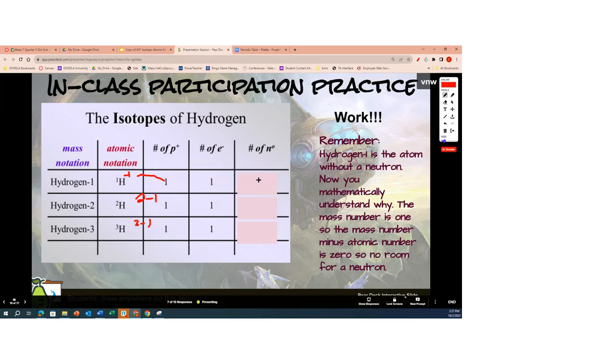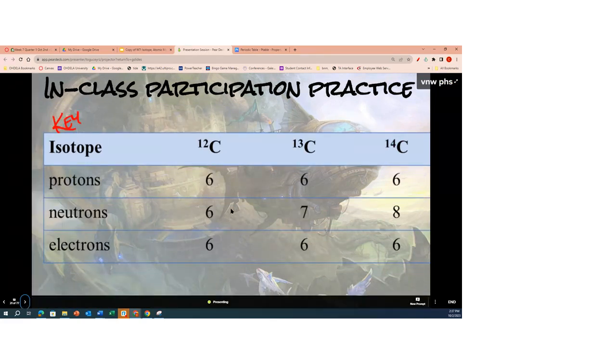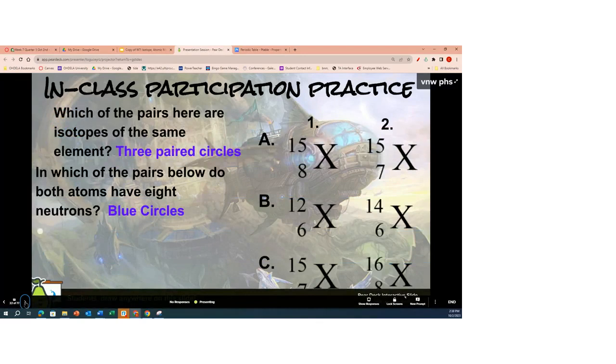So we got 1, this is 0, this is 1, and this is 2. Okay. Now, this is the big thing here. We talked about carbon, 6, 6, 6, 6, 7, 8, subtracted them, 6 electrons each. Okay, so what I want you to do on this particular one, which of these are the same? Let me go with this one. This is the number of protons. This is the atomic number. So this is the atomic number.